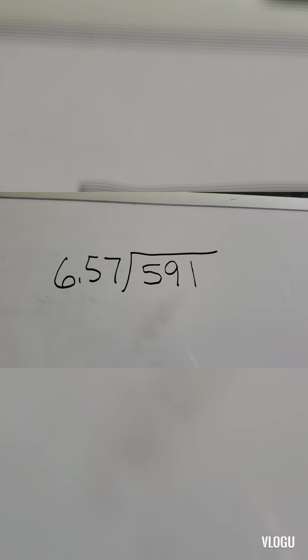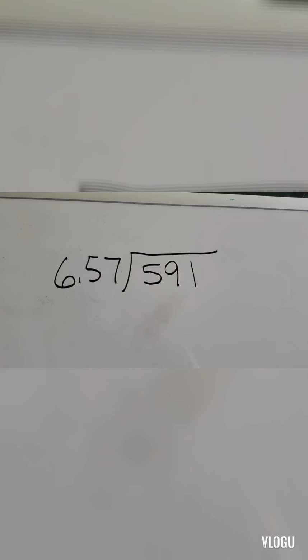5 times 7 is 35. 5 times 5 is 25, plus 3, 28. 5 times 6 is 30, plus 2 is 32. Subtract.